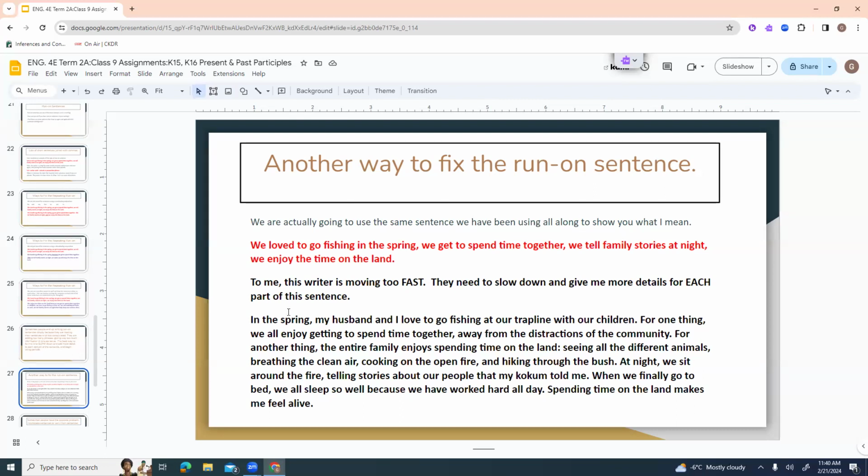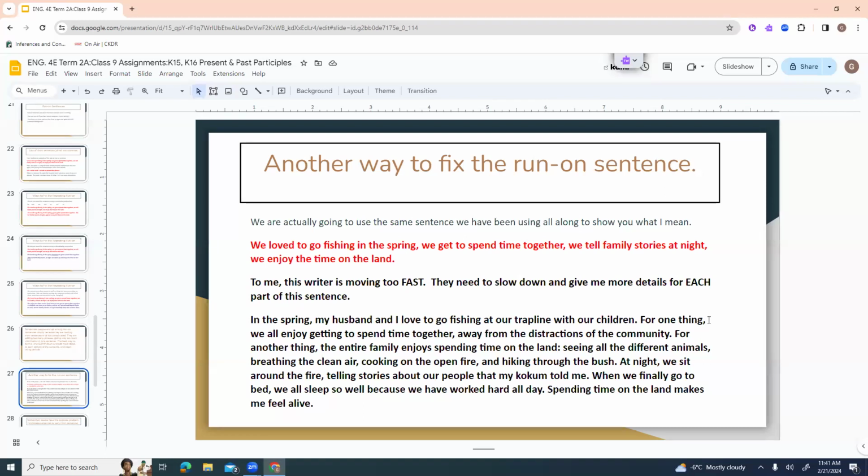So here, I explained who the "we" was: my husband and I. We love to go fishing. Where? At our trap line with our children. I haven't changed the sentence that much, but I have a much clearer picture of what's happening now. We get to spend time together. Okay, I'm going to add on to that.